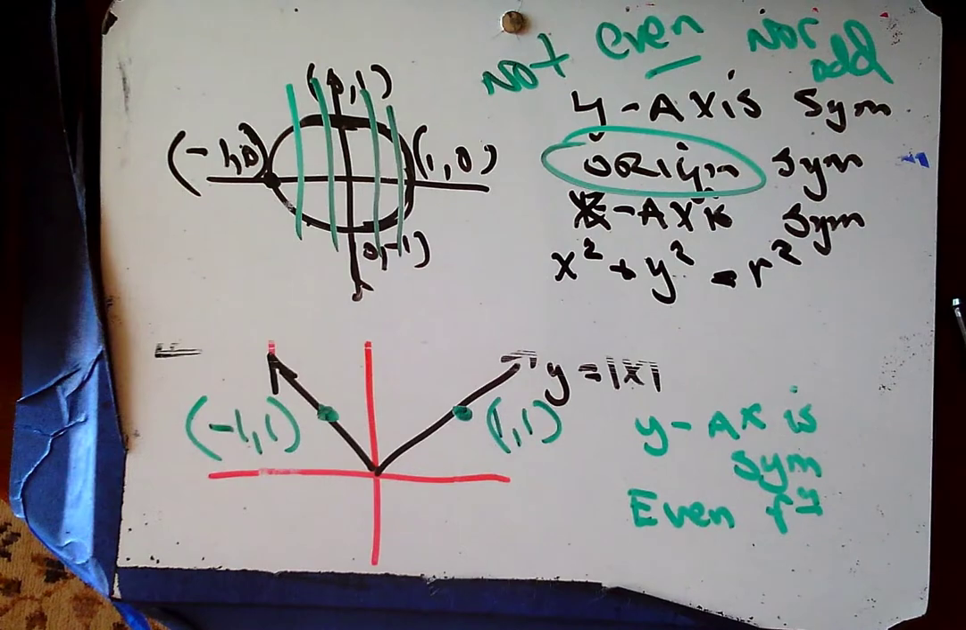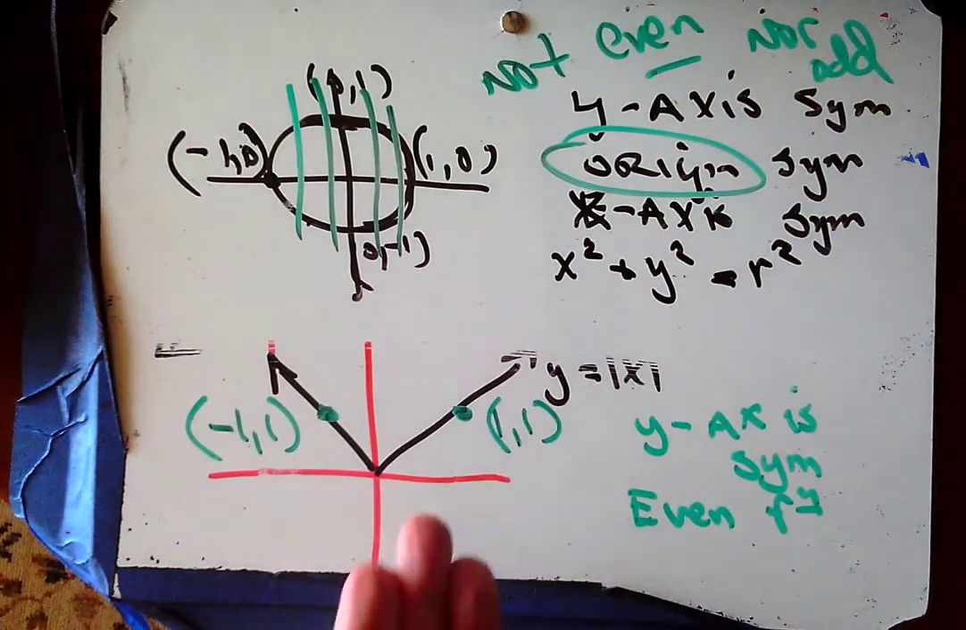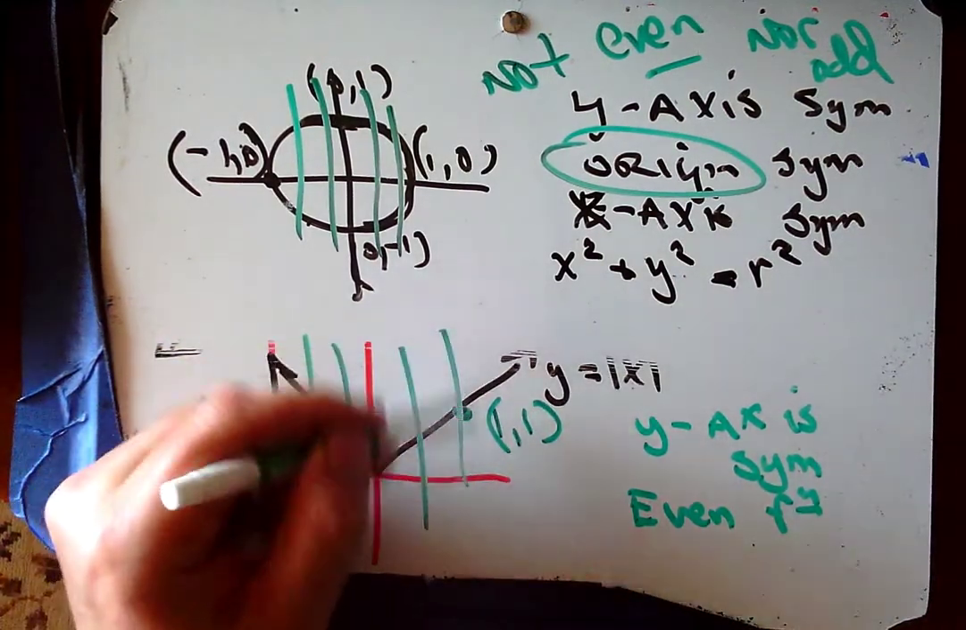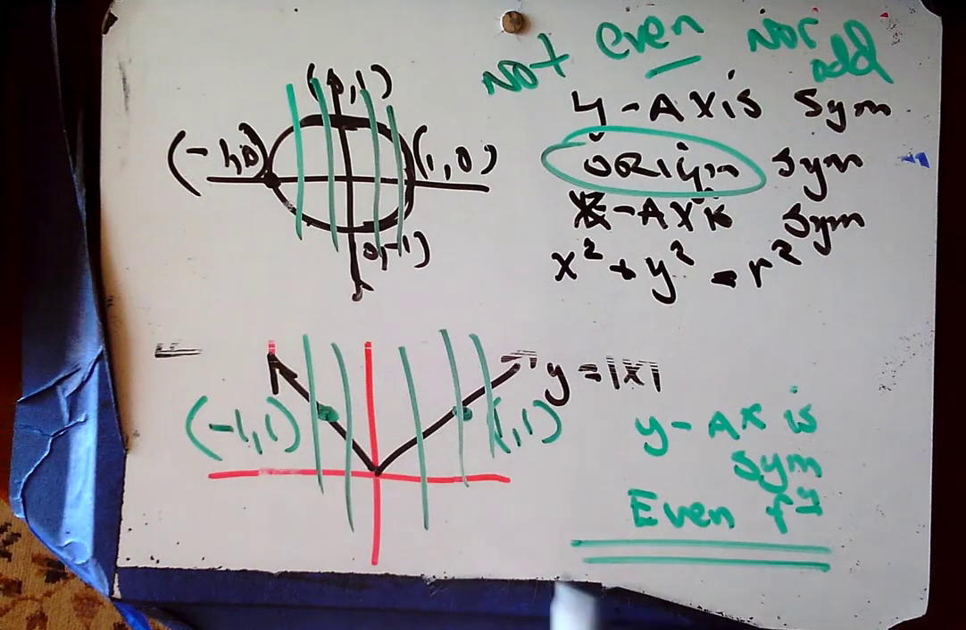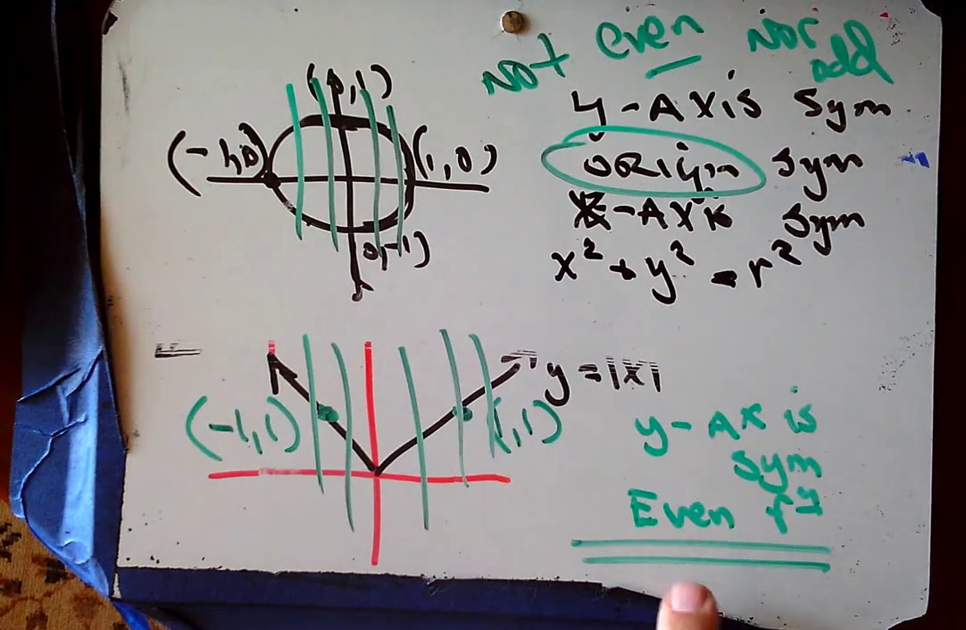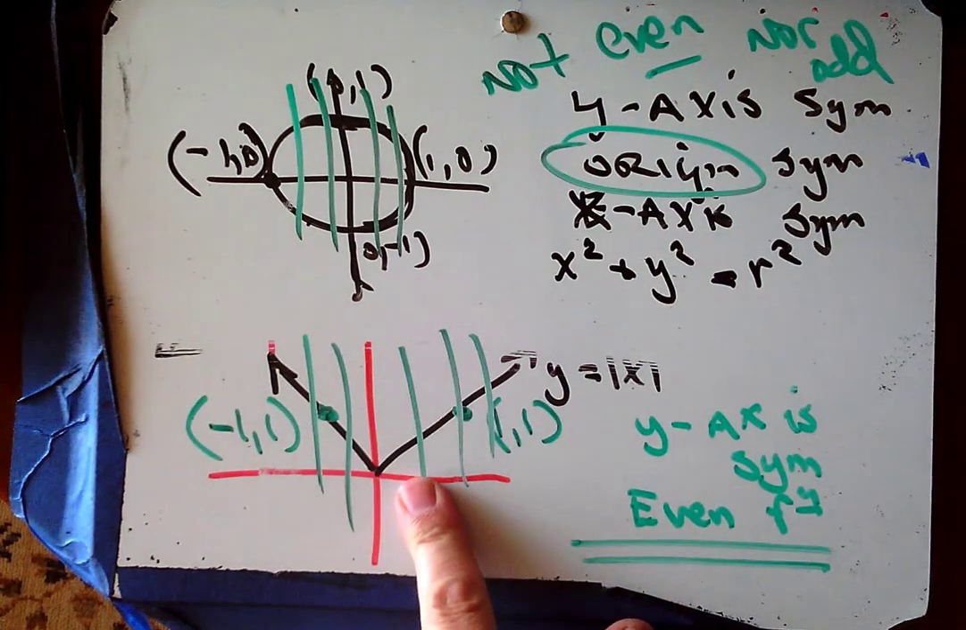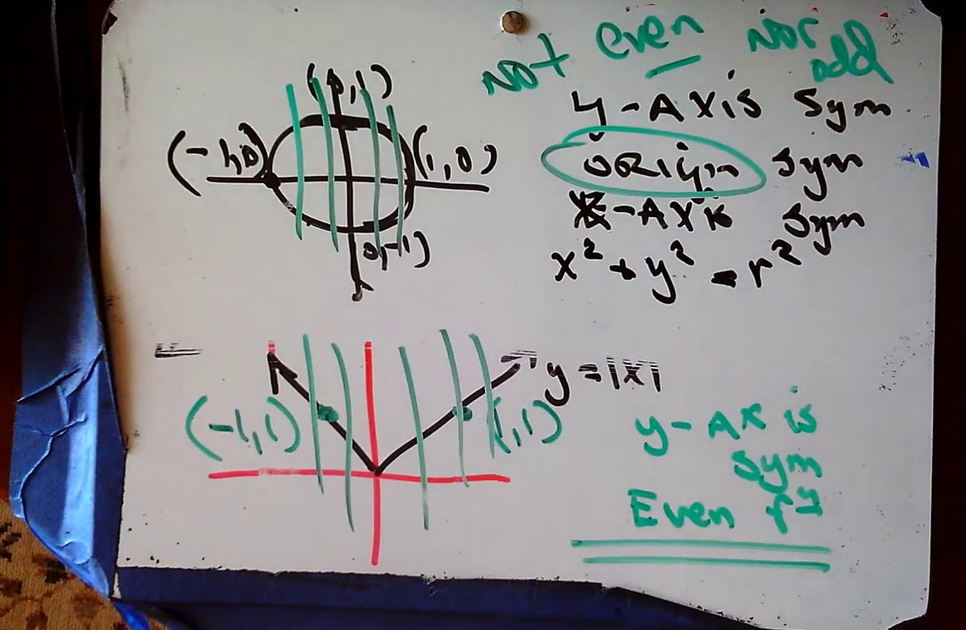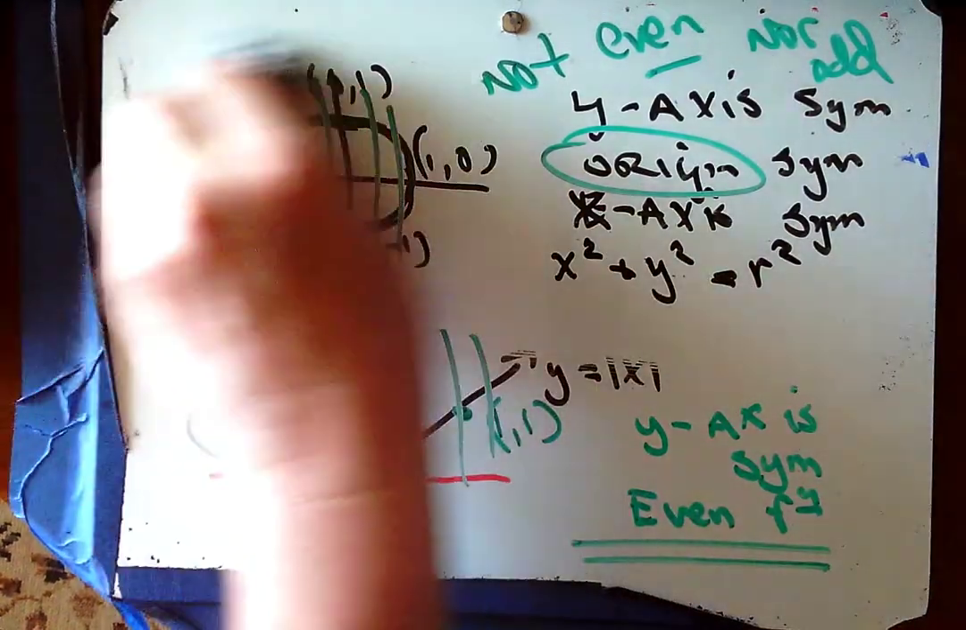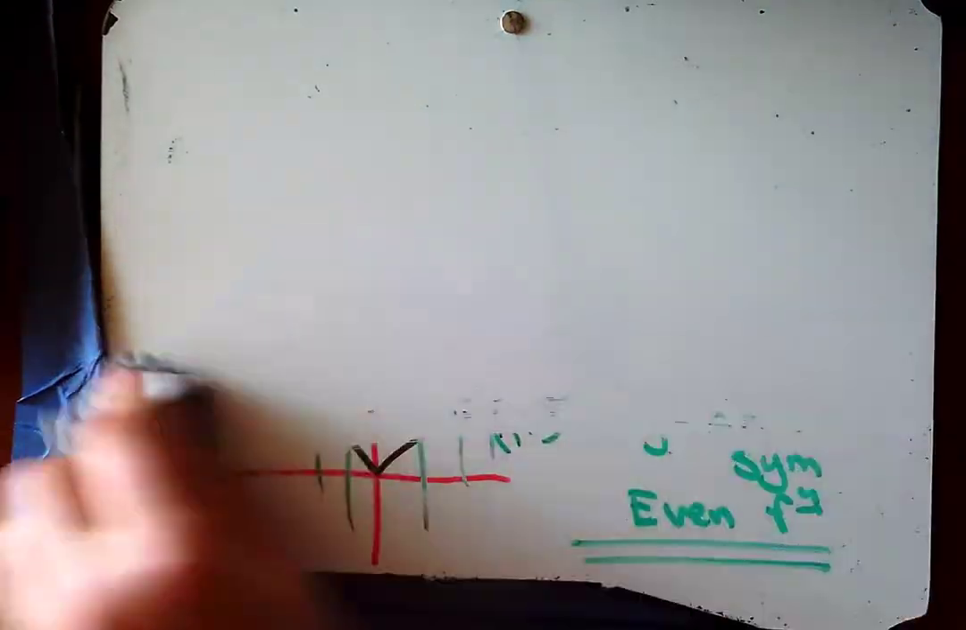Remember, even and odd functions can only exist if this object is itself a function. Is this a function? Yes, it passes the vertical line test, so we know we have an even function because this thing that passes the vertical line test has y-axis symmetry. Okay, how about this one?